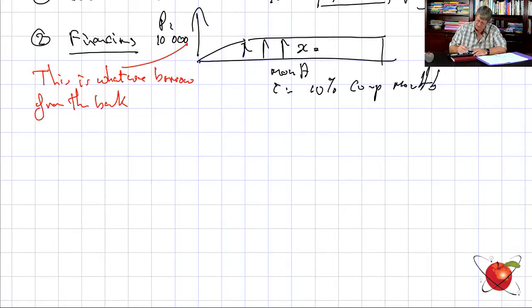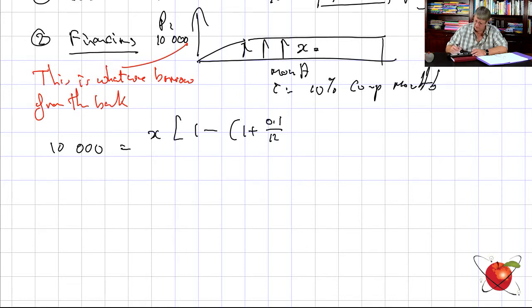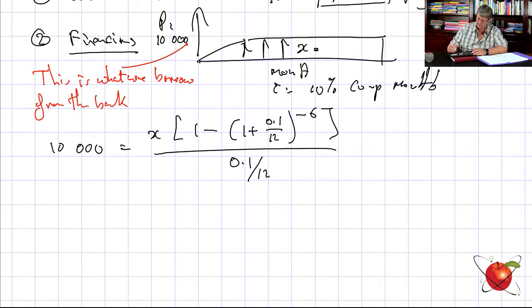Okay, what is the payment? 10,000 is equal to X times, now remember, 1 minus (1 plus 0.1 over 12) all to the power of minus 6, over 0.1 divided by 12. And we solve for X. X comes out to be 1715.54.